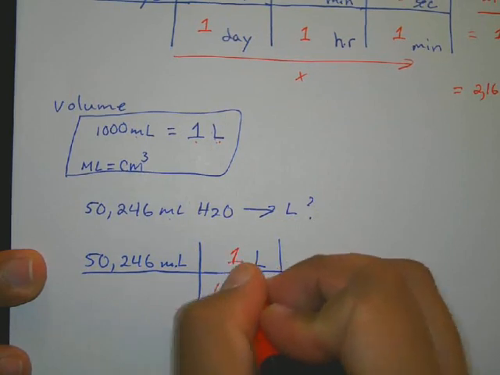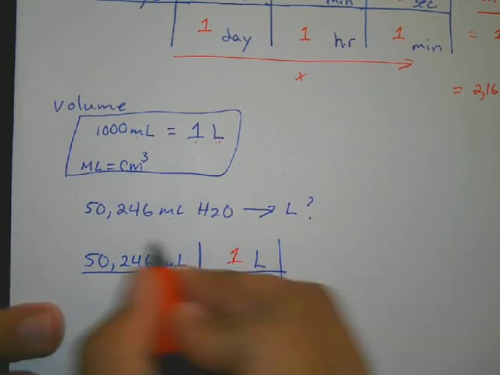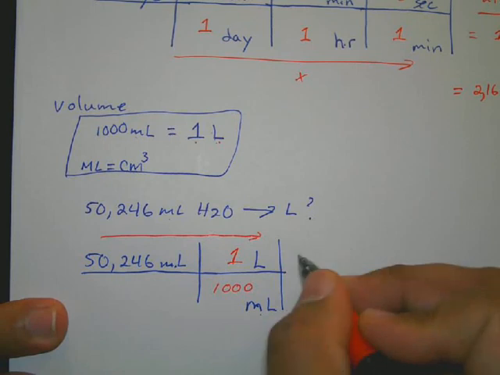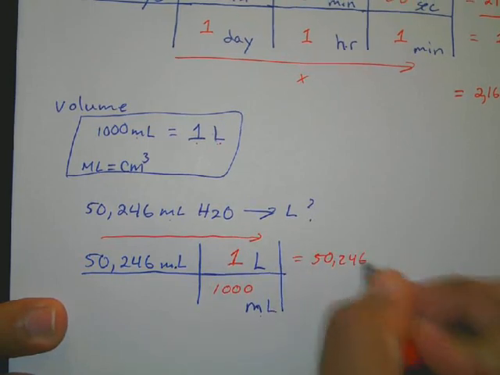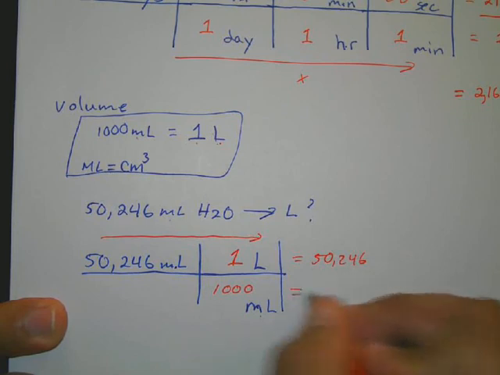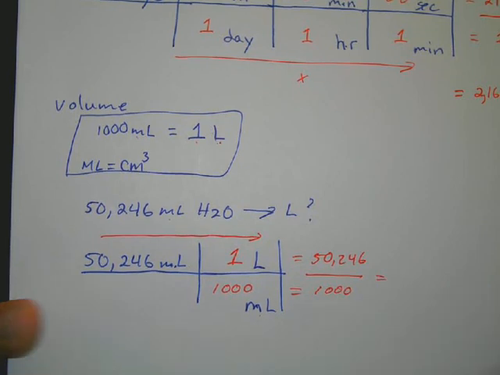So nothing changes. We're going to multiply the top together. So 50,246 times 1, so it's the same. There's nothing to multiply at the bottom, so we're going to carry that 1,000. So we end up with that number divided by 1,000.